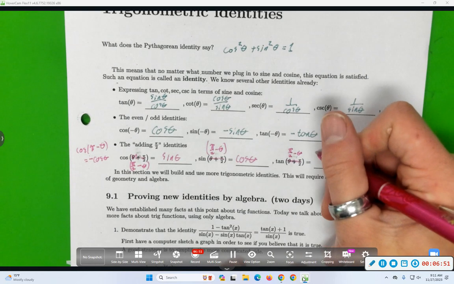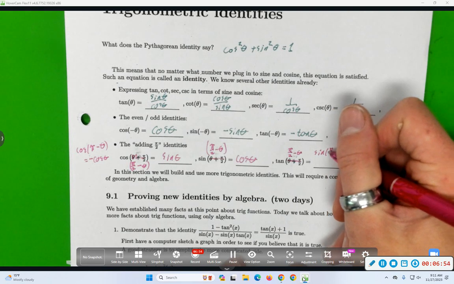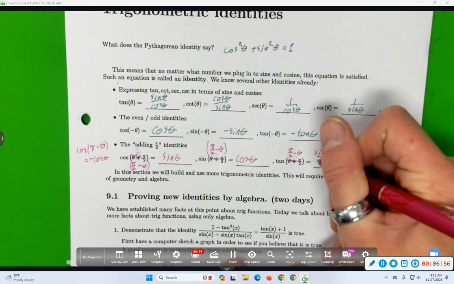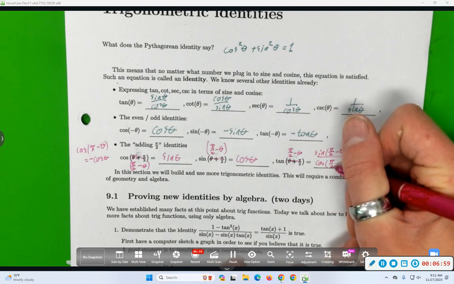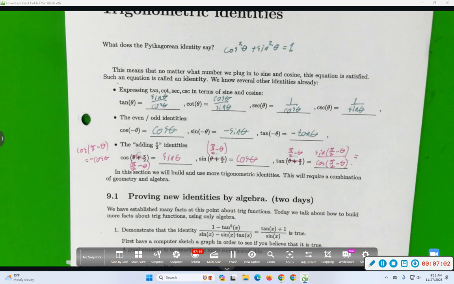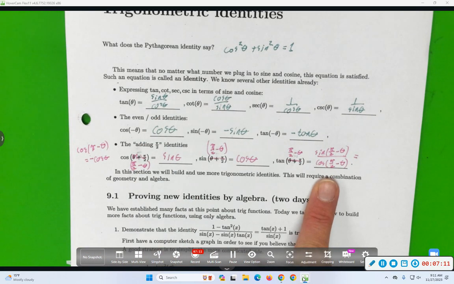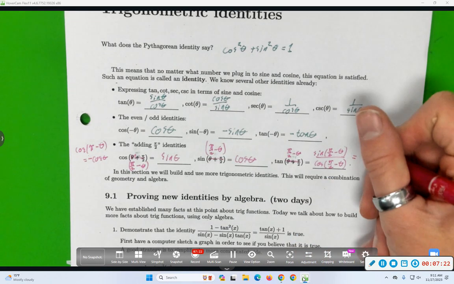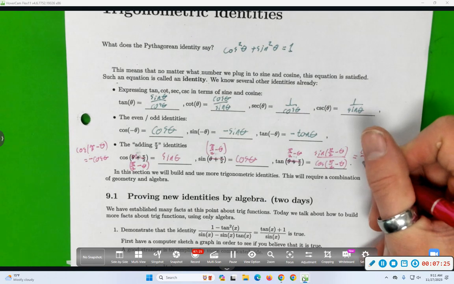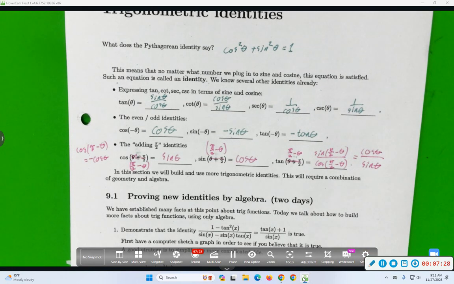Yeah, let's think of it that way. So that'll be sine of pi over 2 minus theta divided by cosine of pi over 2 minus theta. Now, because tangent is sine over cosine, that's this identity. And what can I do with these two? Sine of pi over 2 minus theta is cosine theta. What's the denominator? So this is equal to cosine theta over sine theta, also known as cotangent theta.